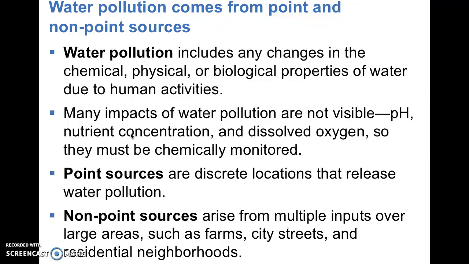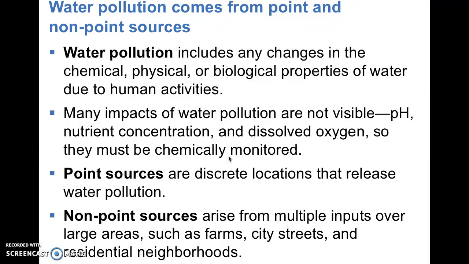Physical properties such as temperature and turbidity. Turbidity is the density of suspended particles in a water sample. So how many solids are actually suspended in that water? It's a physical property. And lastly, biological properties, like the microorganisms present in a water sample. Many of the impacts of water pollution are not visible. Some of them definitely are visible, but some of them are not, like the pH, the nutrient concentration, and the oxygen, so we need to chemically monitor them.